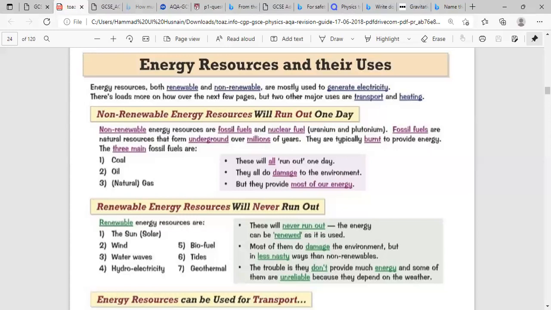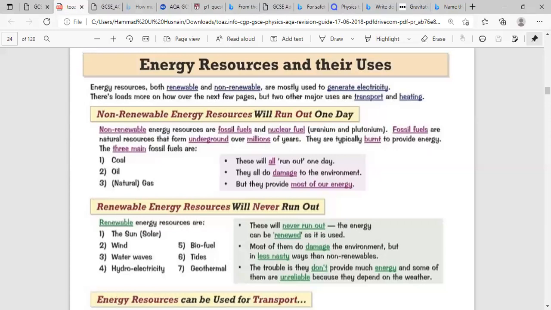The same goes with coal. You are familiar with coal. We burn that coal and we get heat, and that heat is useful for us. After a certain amount of time, that coal will be finished. So this is also a non-renewable energy store. These are the energy sources which will run out. All of them will run out one day.